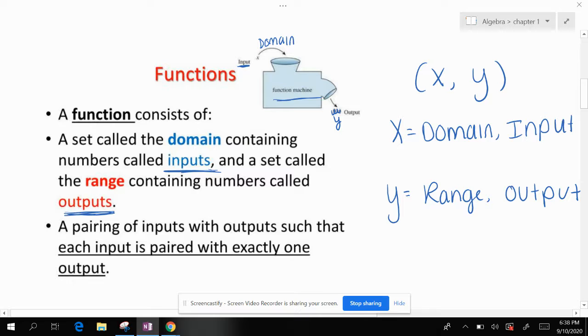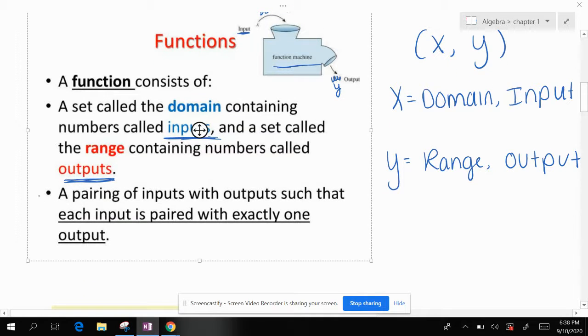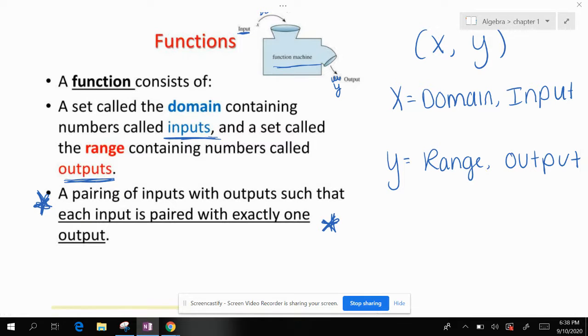To make sure that a function is truly a function, this right here is a very important statement. It says a pairing of inputs with outputs such that each input is paired with exactly one output. So for every X, there is only one Y. So for every X value, there is a Y value. I know right now you're like, oh my God, she just talked about a function machine, and there's a lot of words going on here, and X has nicknames. I understand it's a lot of information, but these examples coming up should break it down for you. Hopefully, if not, let us know.